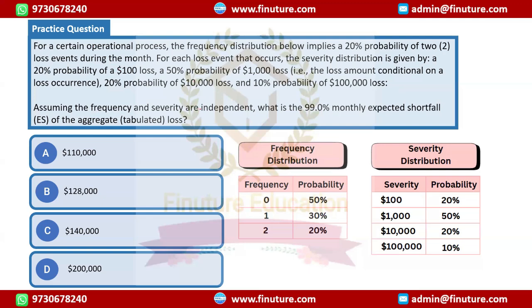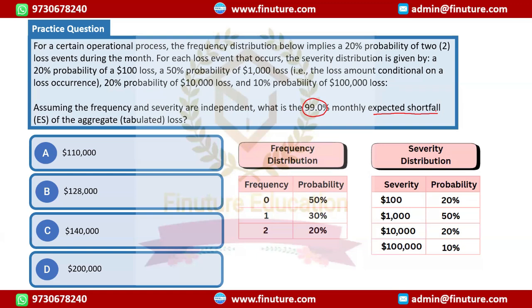Assume that these are independent, and what is the 99% monthly expected shortfall of the aggregated losses? So these are the options. We have to calculate the 99th percentile expected shortfall. That's what we have been asked. I hope the question is clear.